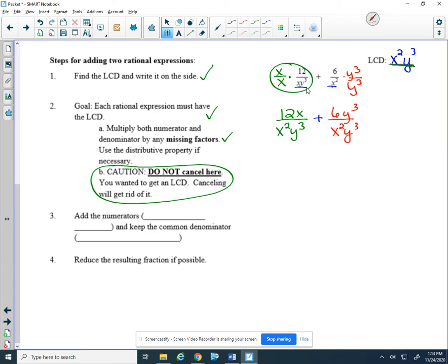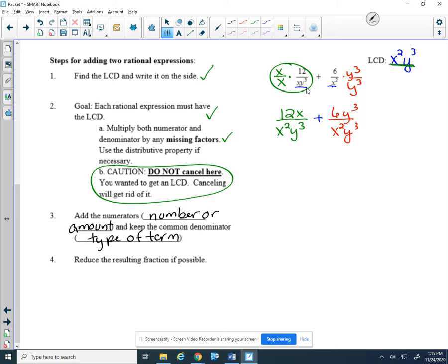Now, because you put in something that could be considered a common factor, you can always cancel at this point. For example, in the second fraction, I have the y cubed. But if I do that, I've pretty much undone what I did so I could add the fractions together. So now we're going to add the numerators together. And basically, the numerators are the number or amount of whatever we have. And we're going to keep that common denominator because that's the type of term.